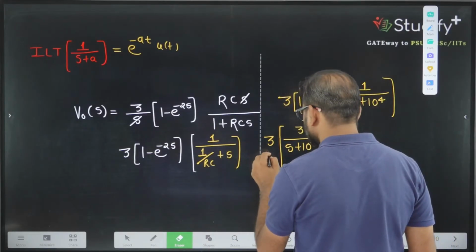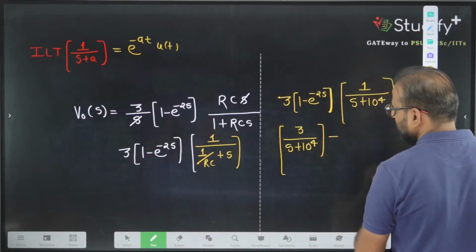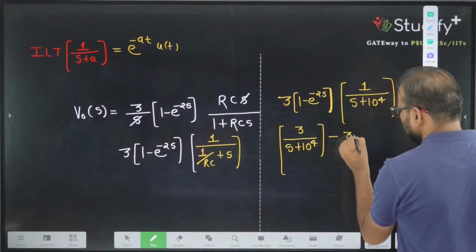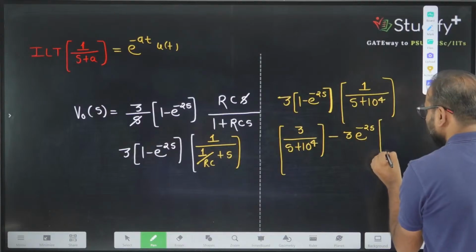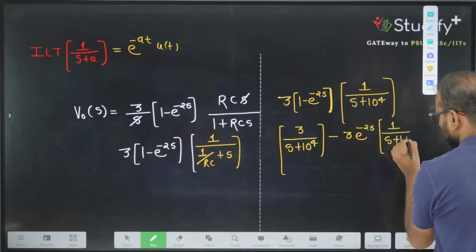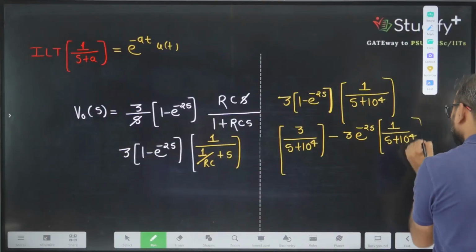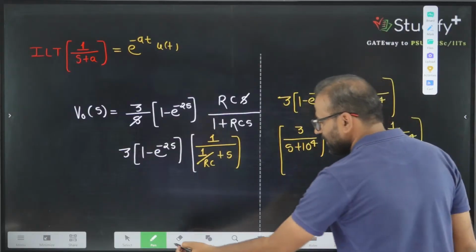You can cancel this 3. Fine. Minus 3 times e to the power minus 2s, and again we are having the same expression. Now which property will I use? I will use the shifting property. So what is the inverse Laplace transform of this function?